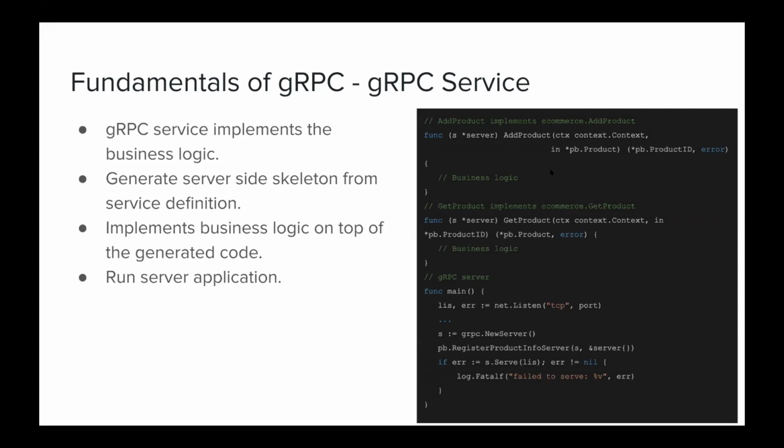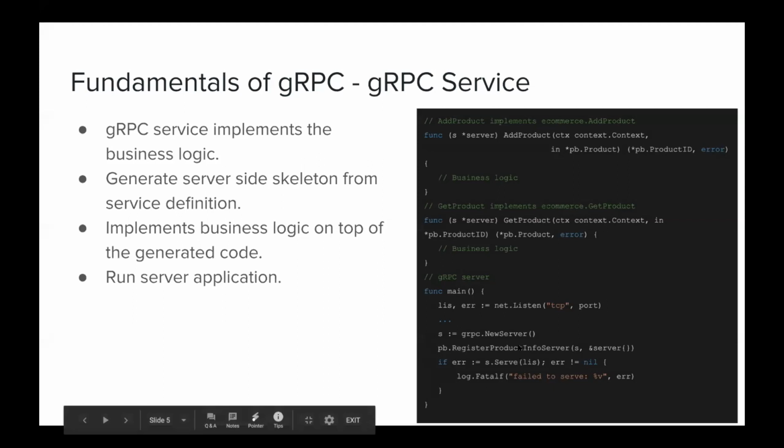So you get different parameters based on the service definition. In this case, I get product ID as a parameter. And in this case, I get product as a parameter. So once you have the service's business logic implemented, then you need to run your service. That is done by creating a gRPC server instance. So here I have used the Go code sample.